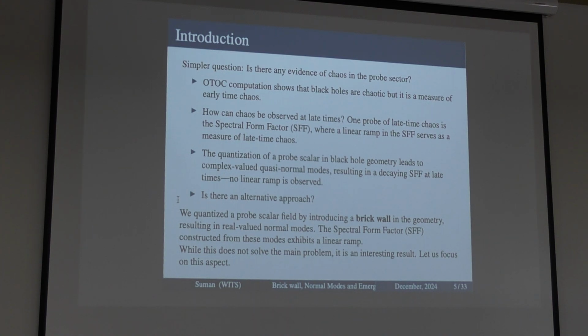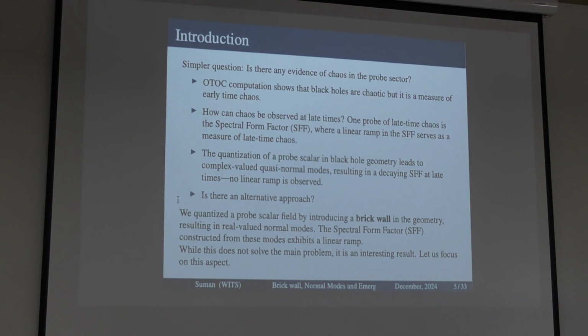So you can compute the OTOC. But OTOC is a measure of early time scales. So my question is how to see that this is chaotic at late times also. And maybe one of the measures of this late time chaos is the spectral form factor, and the linear ramp in the spectral form factor indicates that the system is chaotic. And for this, you need the spectrum.